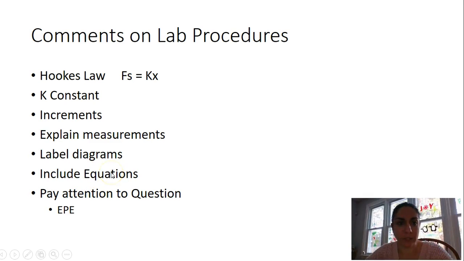Include equations, which I've already said. Let me take a step back here. All of physics is modeled through some sort of equation. We model how springs work through the force of the spring being equal to kx. As you pull more on it, there's going to be more force of the spring. So this relationship, this equation, must be present in our explanation in any lab procedure that you do. Make sure you tie this into a physics concept that has an equation to it.